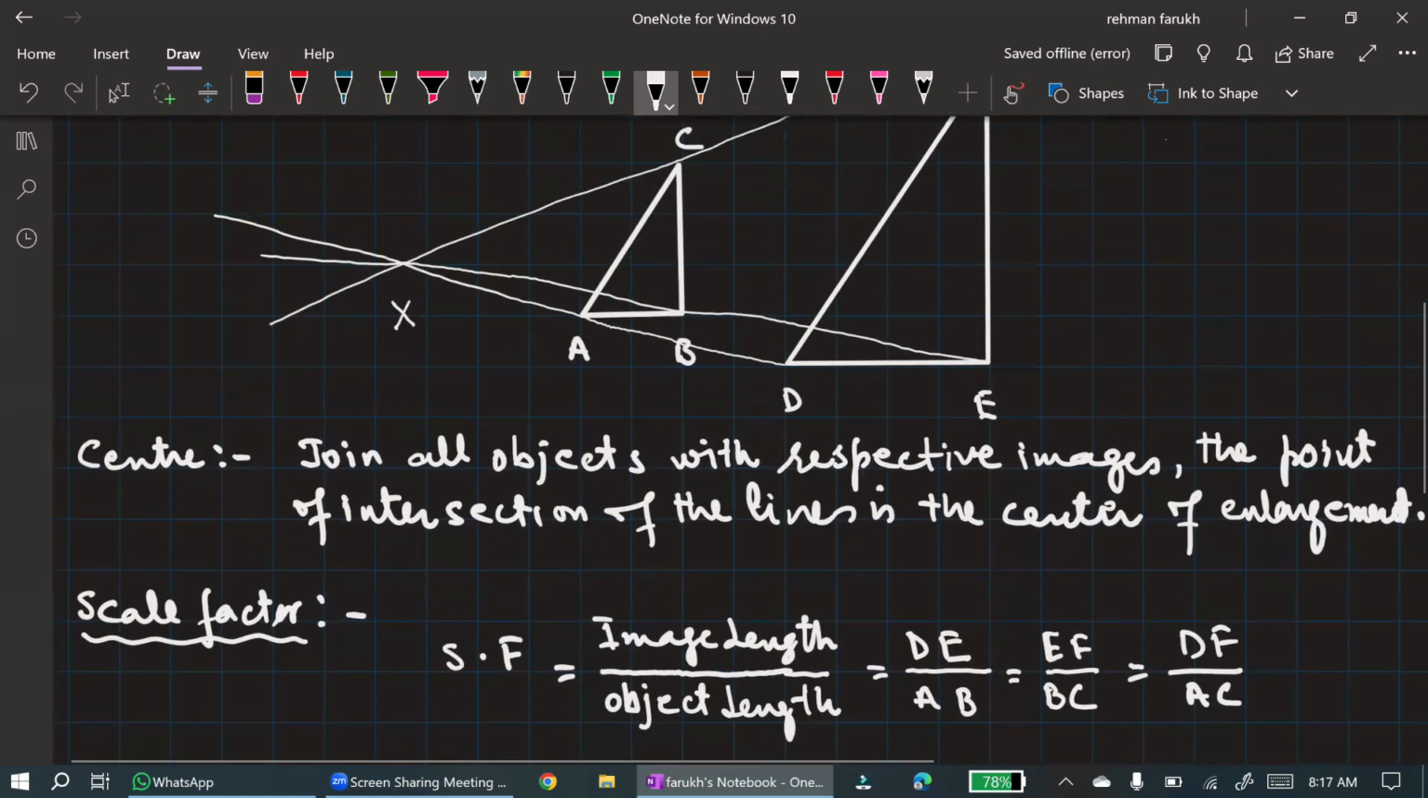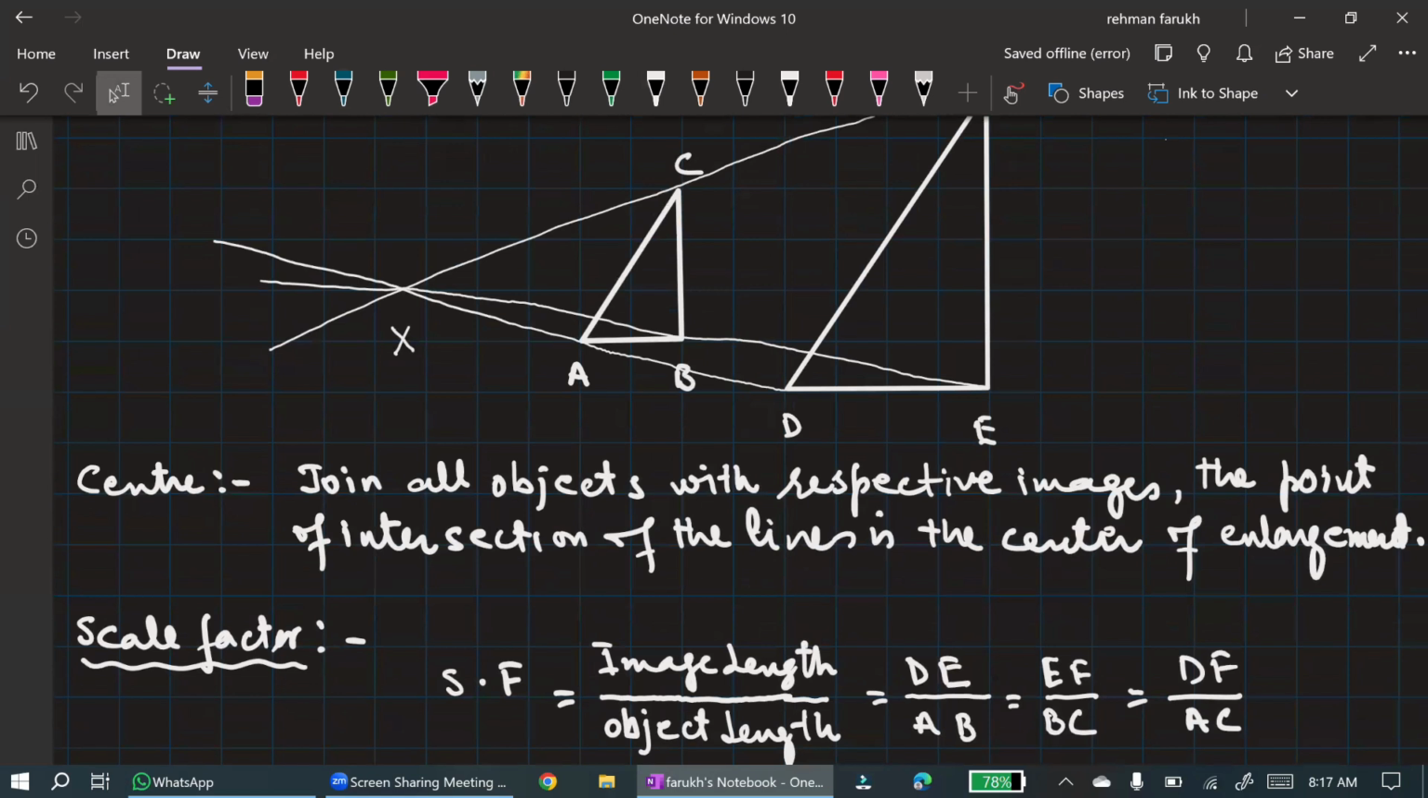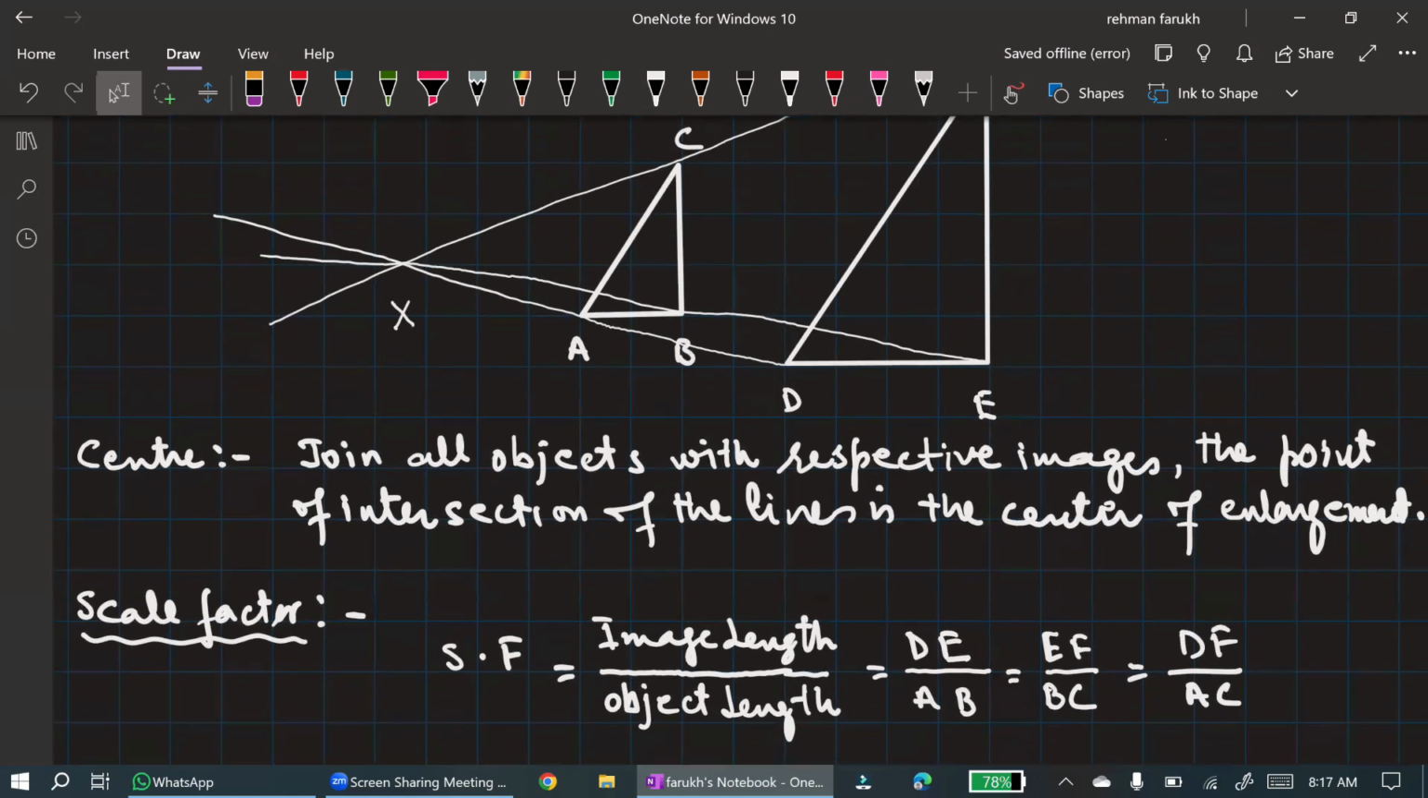Now, I will give you another example. In this case, you can see that the AB length is 2 and the DE length is 4. So the scale factor is, yes, 4 divided by 2 is equal to 2.